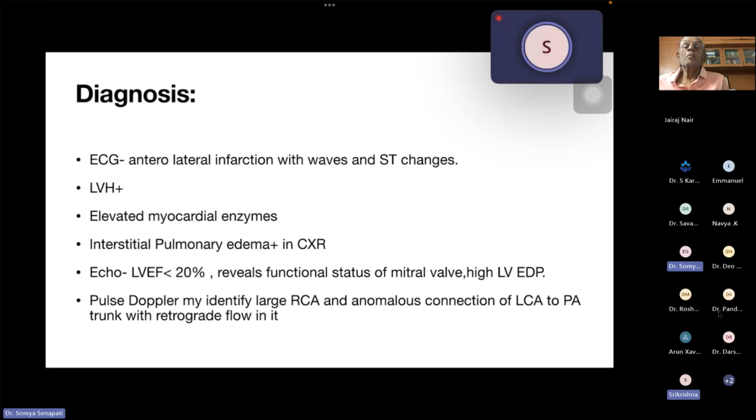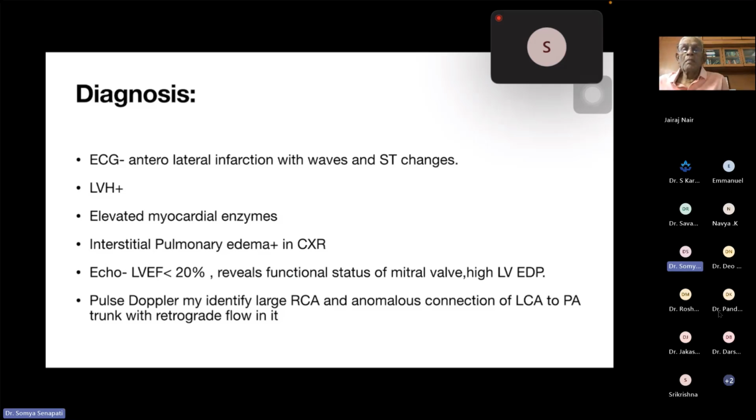So how do we diagnose? The first and foremost thing will be ECG, where you will see evident anterolateral infarction changes. ST changes will be there. We can also see left ventricle hypertrophy. Myocardial enzymes will be elevated, and on chest X-ray we will see signs of interstitial pulmonary edema.